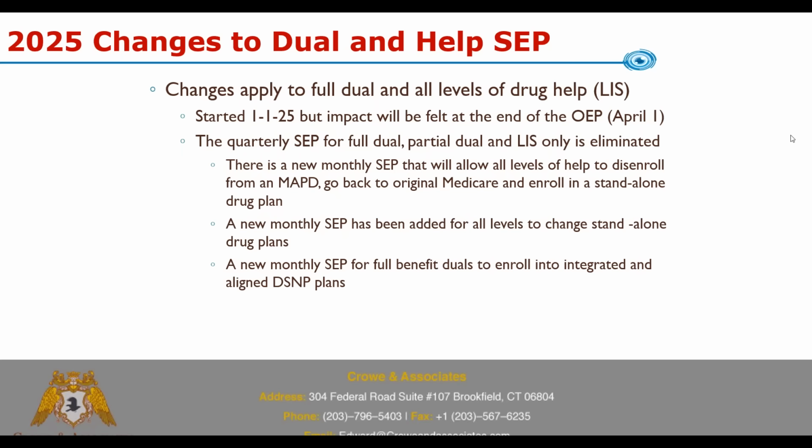As I mentioned before, the changes apply to all levels. This is full dual, LIS, any level of drug help. So this rule started 1/1/2025, but the impact really for us is going to be felt at the end of OEP. Because right now during OEP, we have an election to move people from one advantage to another or one dual to another. But once that OEP election ends, starting April 1st, a lot of us will rely then on the SEP for dual, and that's going to be gone, the quarterly one.